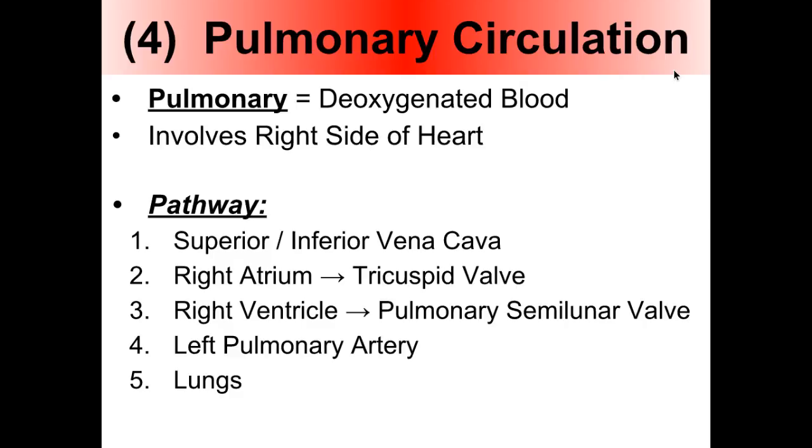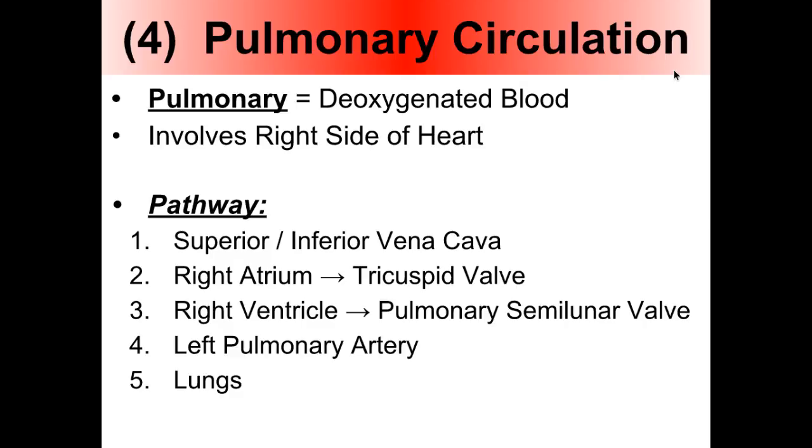Remember, deoxygenated blood comes into the right side of the heart from the inferior and superior vena cava. Those were those large blue vessels you saw a while ago at the back of the heart. It goes into the right atrium, through the tricuspid valve, down to the right ventricle, out through the pulmonary semilunar valve, or the pulmonary valve, to the left pulmonary artery, and then to the lungs.